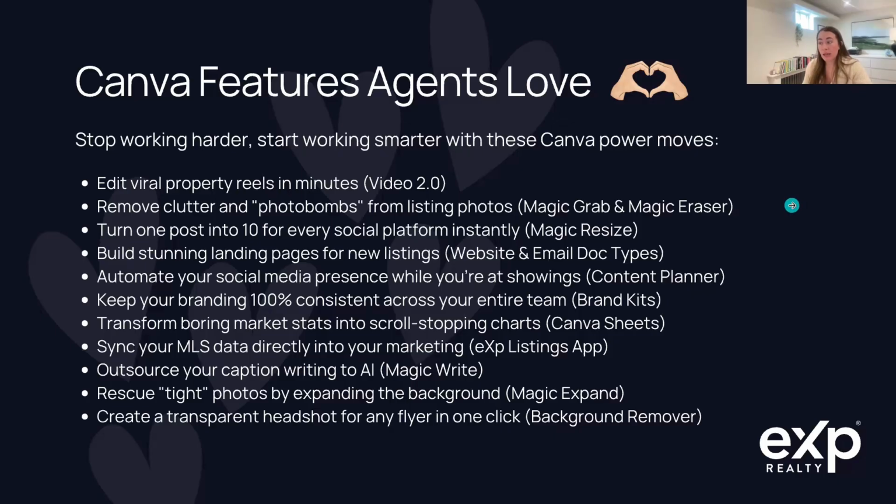We can also sync our MLS directly with the marketing using the eXp Listings app. We can outsource any writing to AI using Magic Write. We didn't look at it together, but Magic Expand is something that you can use, which if your photo has maybe been cropped too tight, often happens with headshots where somebody's shoulder has been cut off and you want them to fit into a certain area, you can use one of the AI functionalities called Magic Expand, and it will with AI build that shoulder in, or build more sky, or build more yard, or whatever we need to show in that photo.